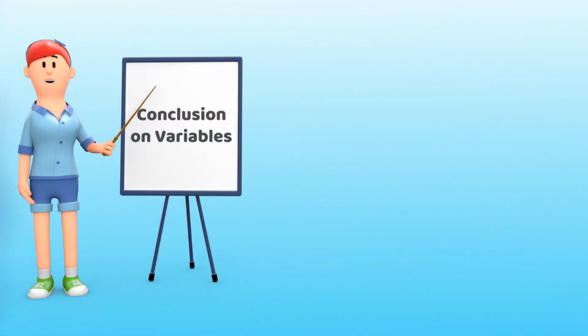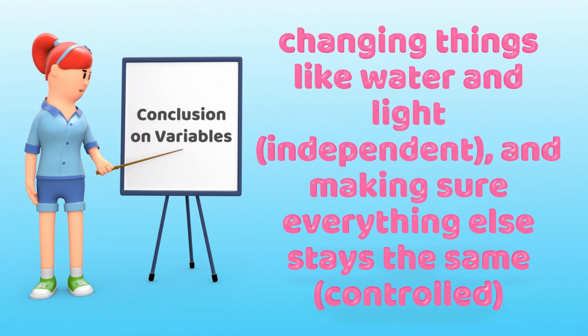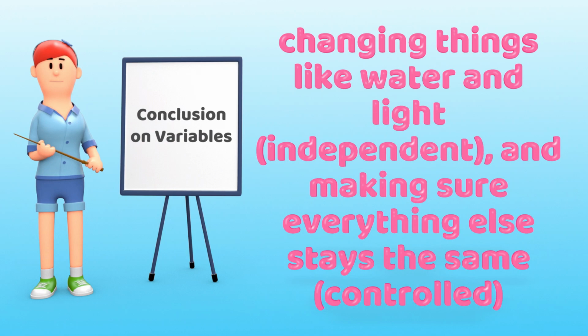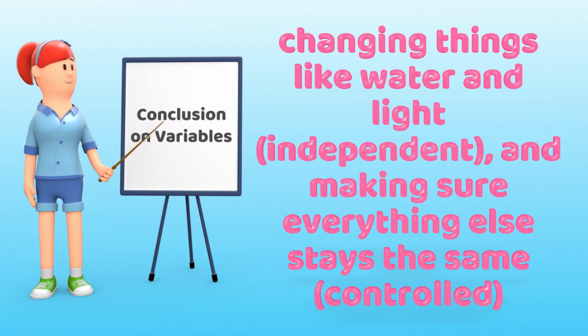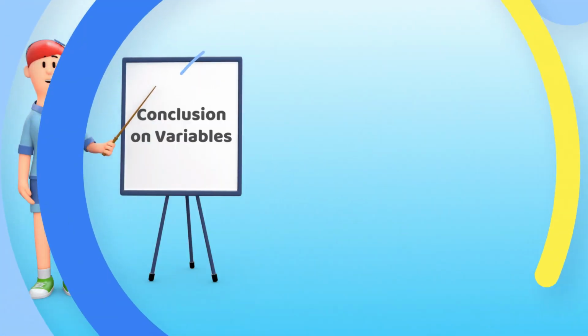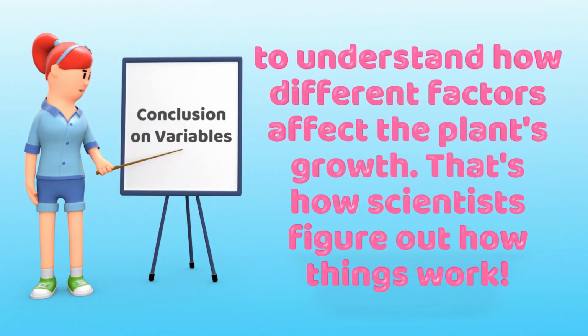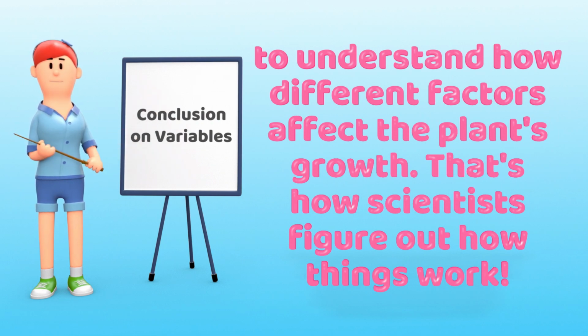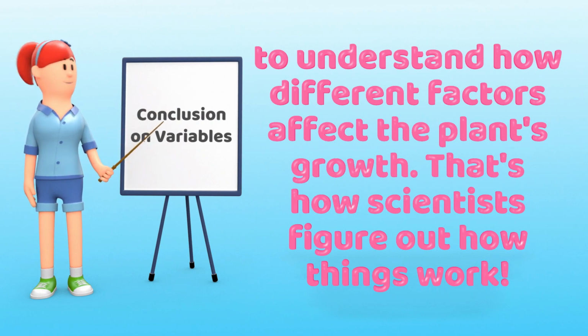So, the conclusion on variables: changing things like water and light is the independent variable, and making sure everything else stays the same is the control. In order to understand how different factors affect the plant's growth, that's how scientists figure out how things work.